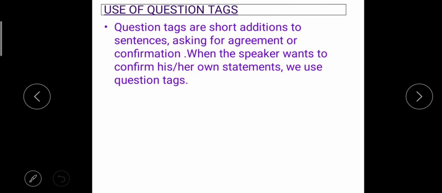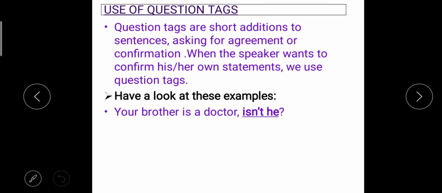So question tags are used when the speaker is not sure about his own statement. Look at these examples, and these examples will make it very clear to you. There are certain rules for using question tags.